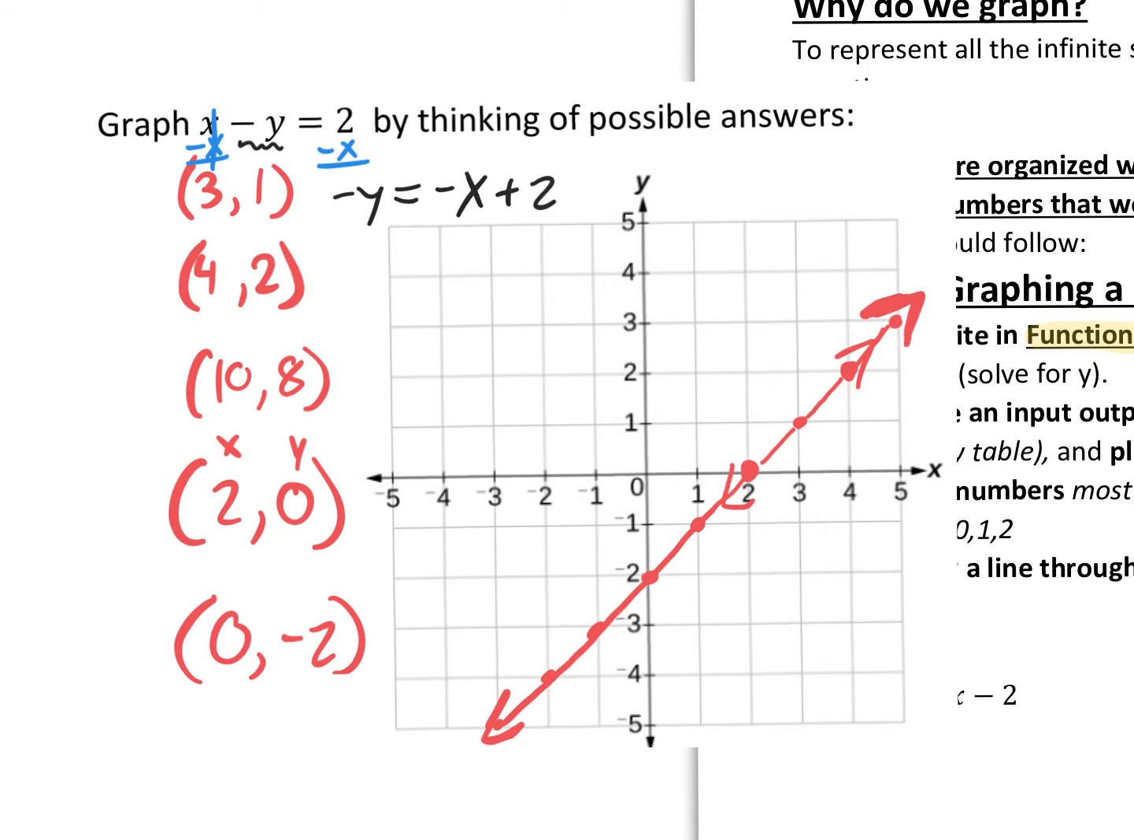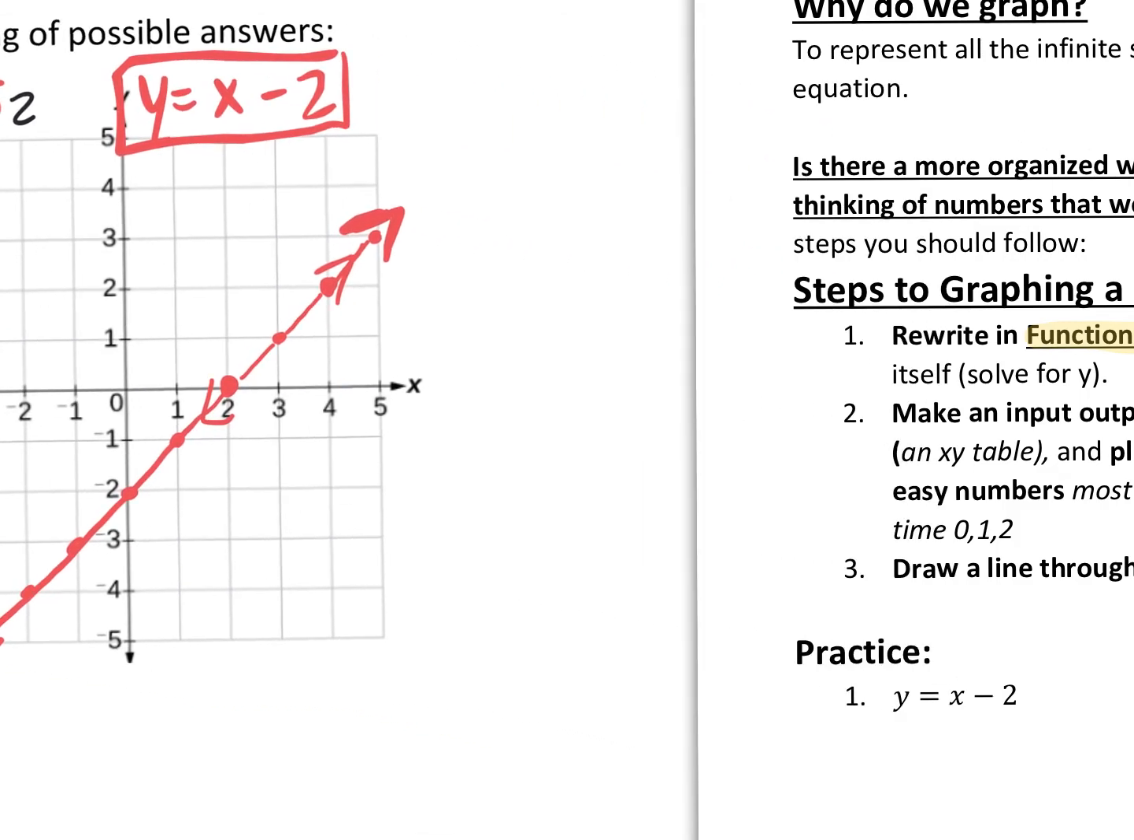Now, it's almost in function form. I almost have y by itself. All I need to do now is get rid of this negative sign, either by multiplying everything by -1 or dividing everything by -1. But the bottom line is all the signs are going to change. So change it, change it to a negative. So your new equation becomes y equals positive x minus 2. And this is your equation in function form. And now that it's in function form, now we can move on to the next steps over here.